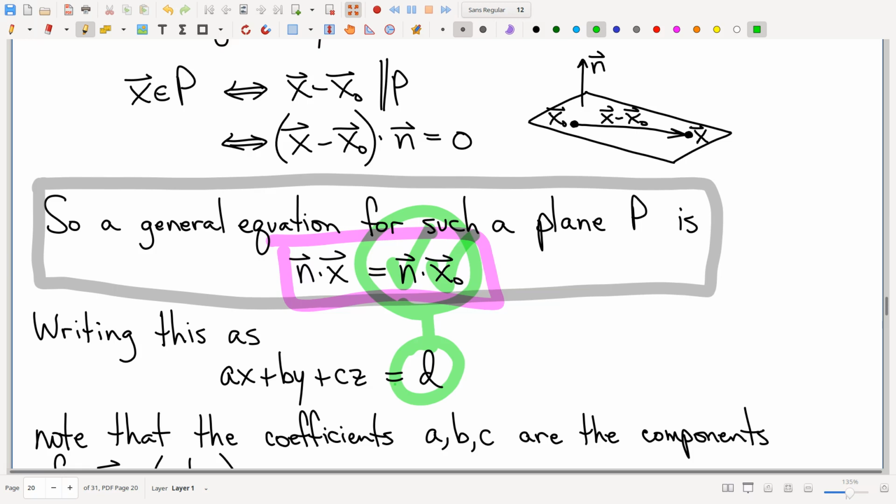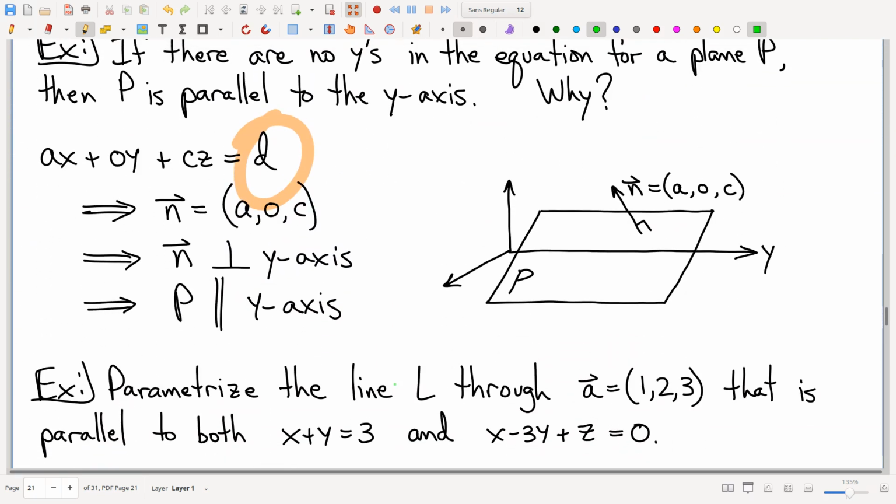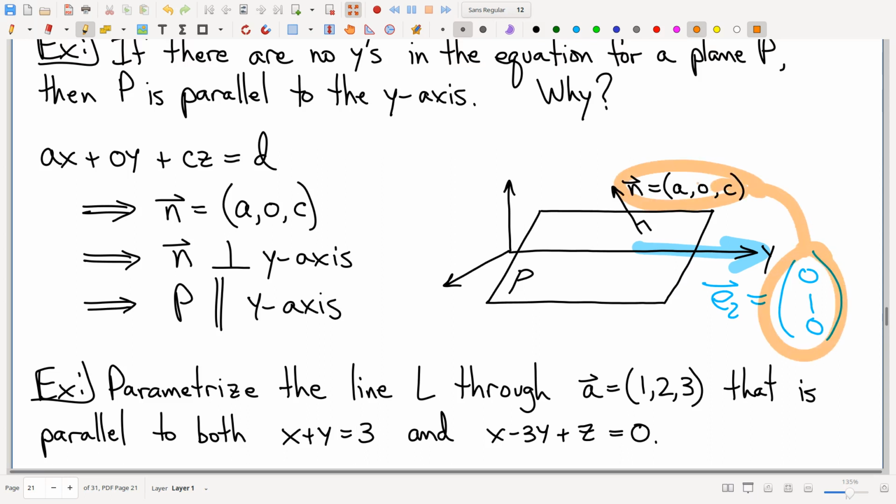Yeah, in the back. Sure. The y-axis is characterized, for example, by the vector e2. And e2 has coordinates 0, 1, 0. It's pretty easy to see from the algebra that this dot product is always going to be 0. Does that make sense?